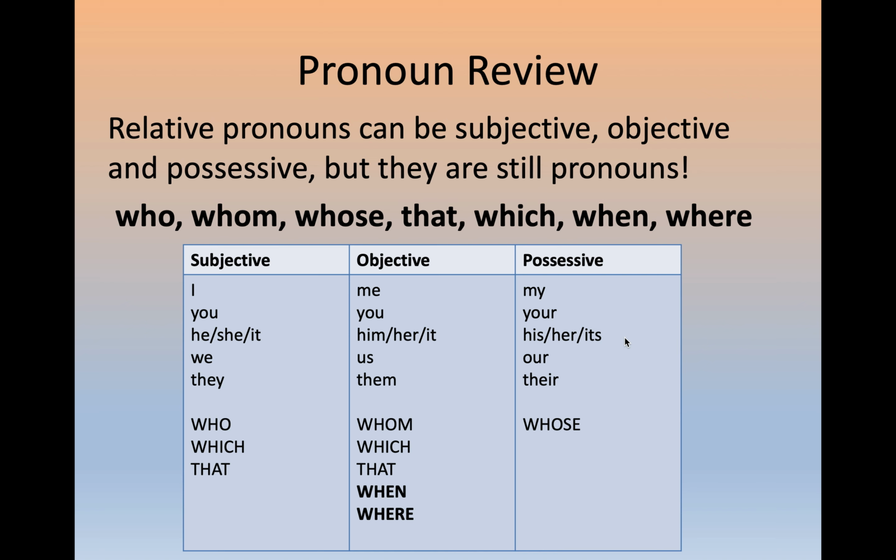Similarly, relative pronouns can be subjective, objective, and possessive. Subjective pronouns are who, which, and that. They go in the subjective part of the clause. Objective pronouns are whom, which, that, and where. They act like objects. And then we have our possessive relative pronouns. Whose. It shows possession.